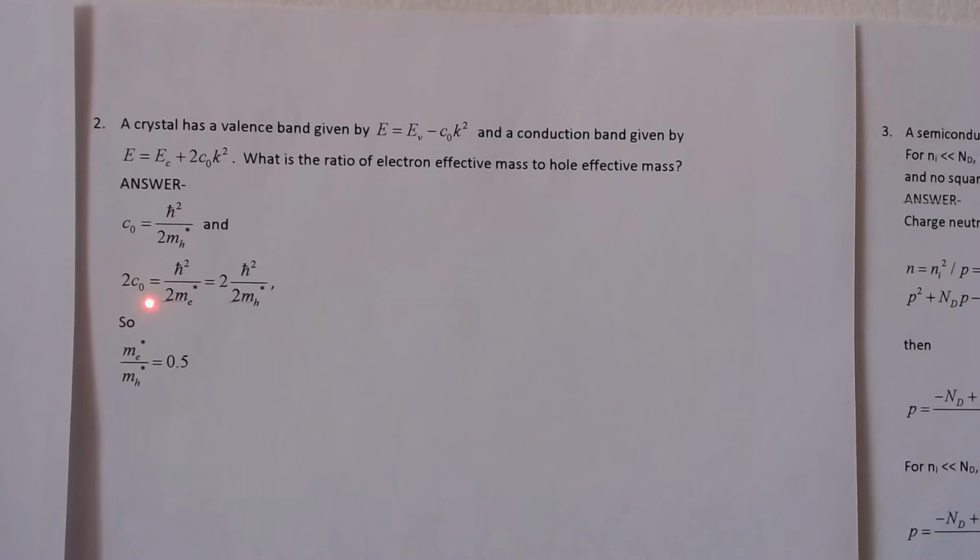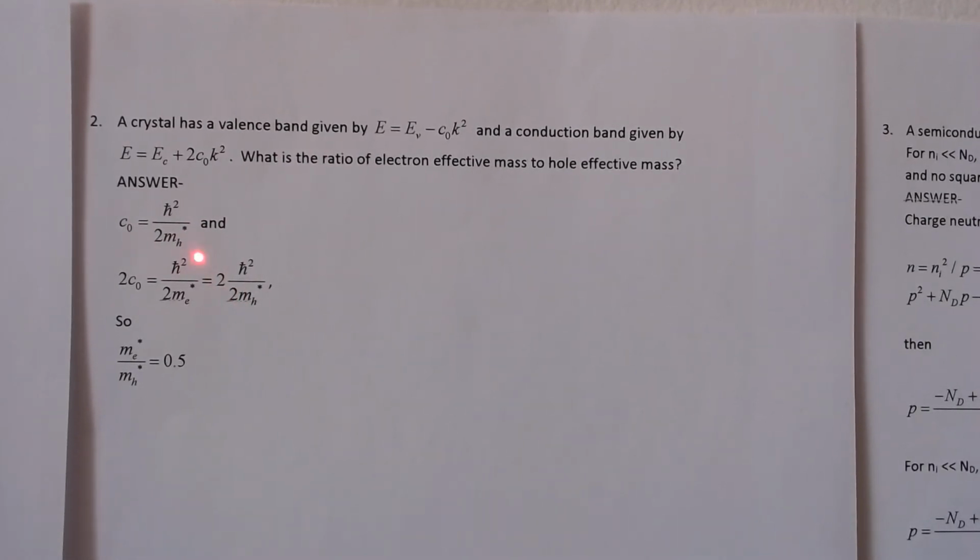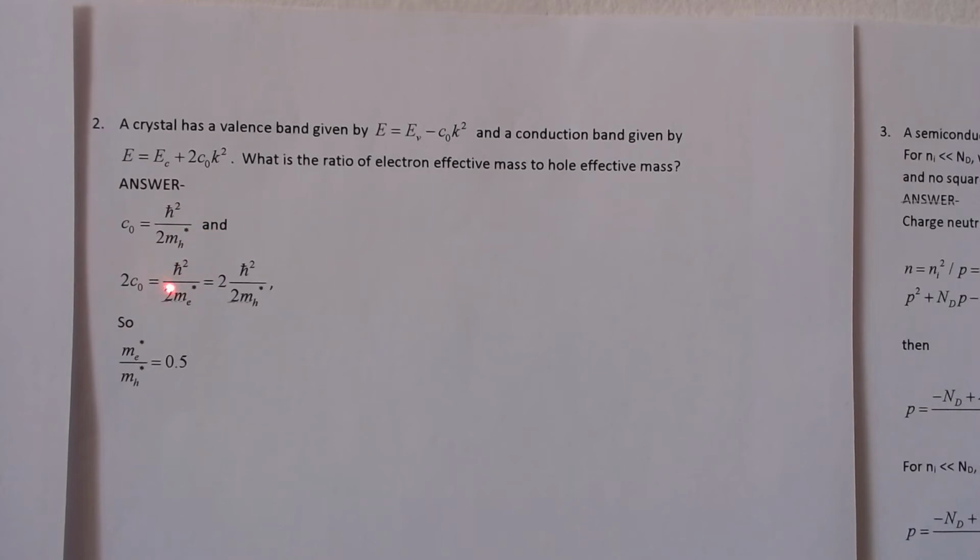So, jumping down to the conduction band, since we started with that, what that means is that if you replace this 2c naught here with h bar squared over 2m e star, that tells you what m e star is, because then the energy is going as h bar squared k squared over 2m. And the same thing with c naught. You replace c naught for the valence band with h bar squared over 2m h star, and that tells you what the hole effective mass should be. And so solving for those two things, you get the ratio of the masses is 0.5.